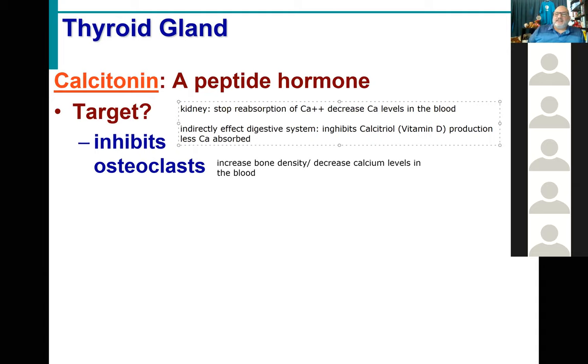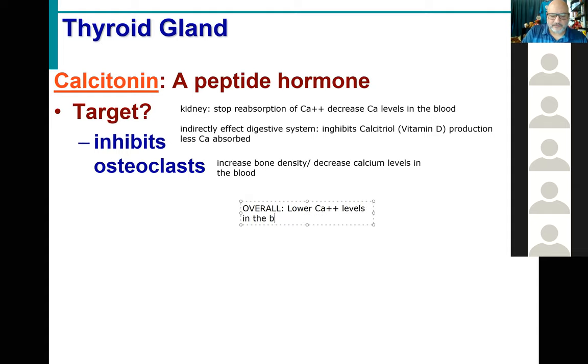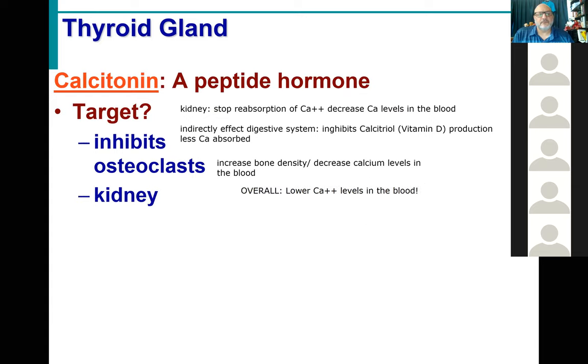Our kidney is letting the calcium go. We're inhibiting the osteoclast, so less calcium is broken down. So overall, notice all of these effects. Its job is to lower calcium levels in the blood. All right. So the overall effect is to lower calcium levels in the blood.